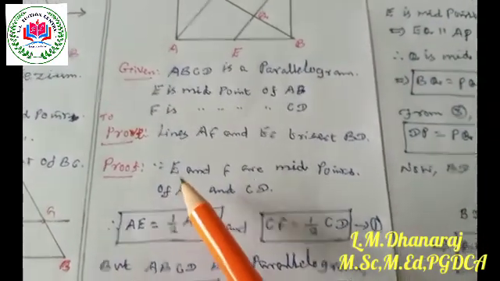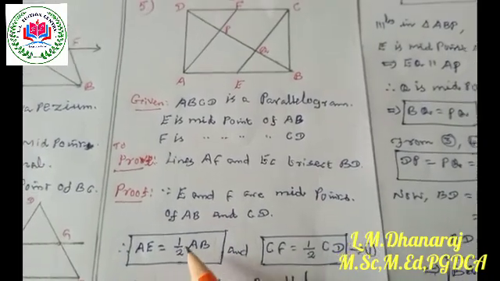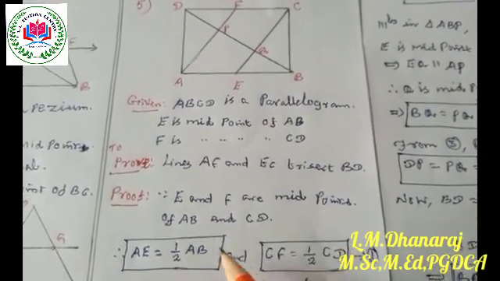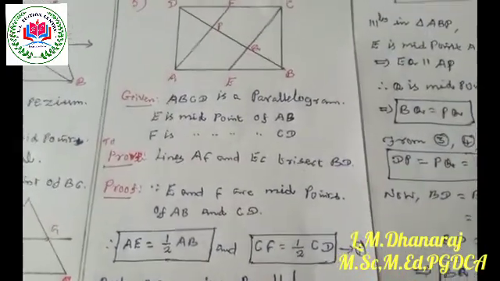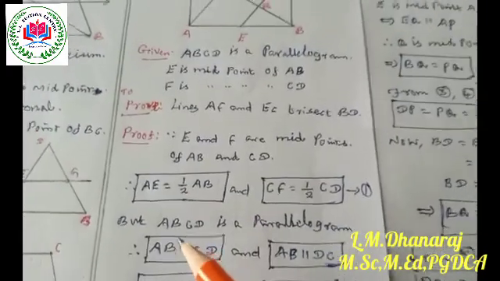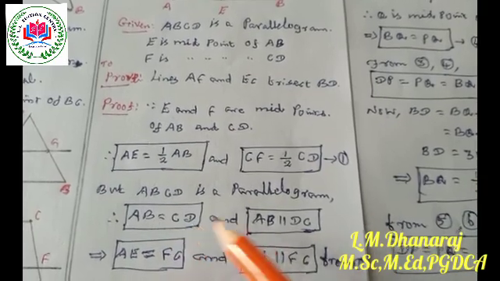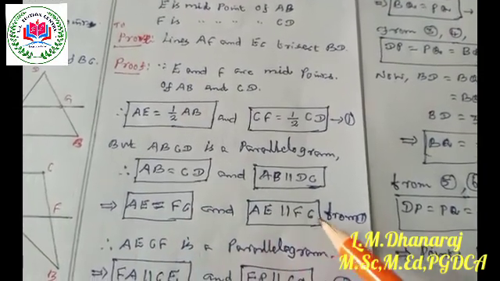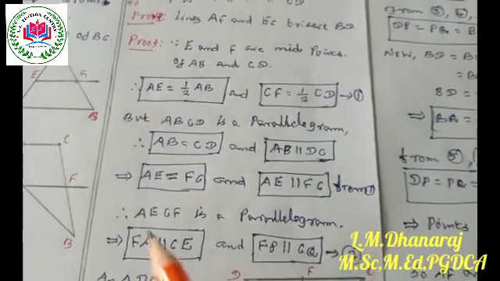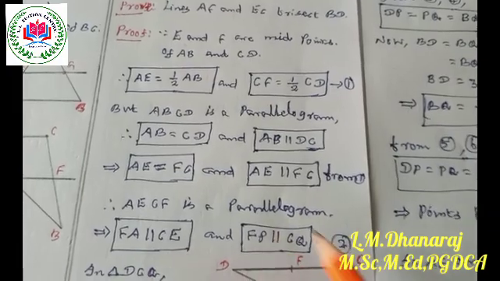Now for the proof, since E and F are the midpoints of side AB and CD, we can say AE is equal to half of AB. And similarly CF is equal to half of CD, from the previous sums. Make it equation number 1. Now ABCD is a parallelogram, which means AB is equal to CD and AB is parallel to DC. And hence we can say AE is equal to FC and AE is parallel to FC from equation number 1. And this proves that AECF is a parallelogram. Make it as equation number 2.